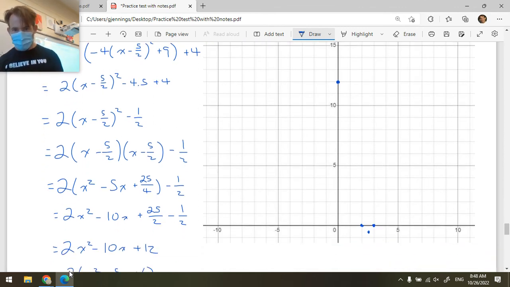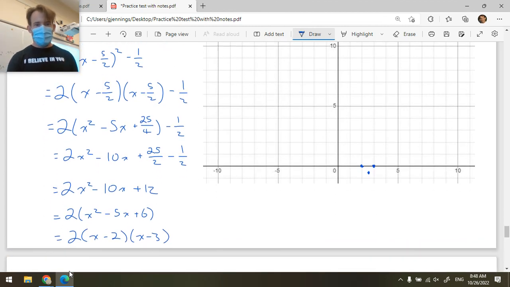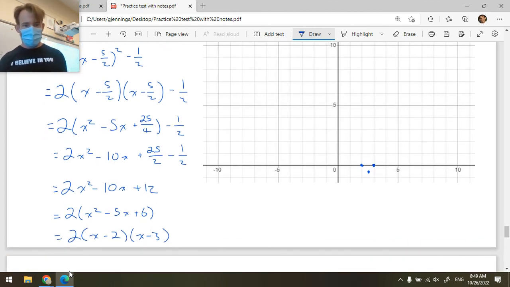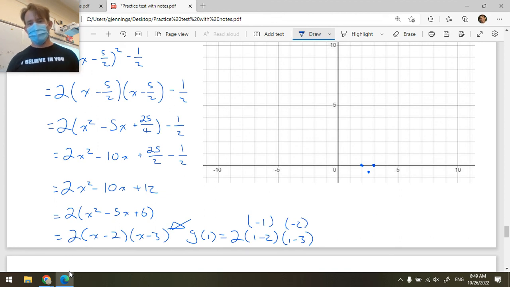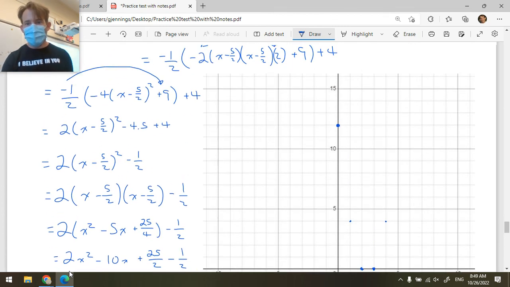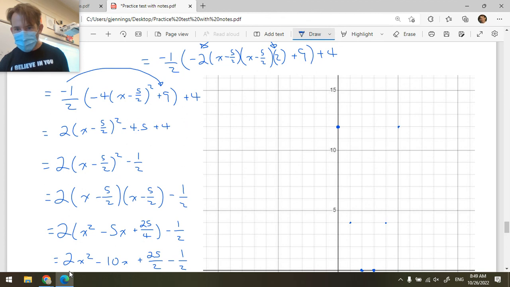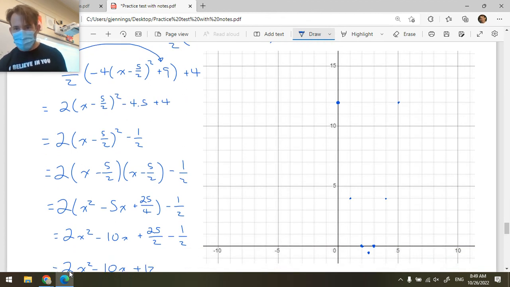This comes down. Let's see what it is at 1, just so we get a nice point there at 1. If I put 1 in here, let's find g at 1, which is equal to 2 multiplied by 1 minus 2 times 1 minus 3. So that's equal to 4. I just put in 1 for x into that equation. And this is negative 1 times negative 2. So 2 times negative 1 times negative 2 is 4. So that's up there at 4. And by symmetry, that's there. And then this one is over here. And we can now graph our function.